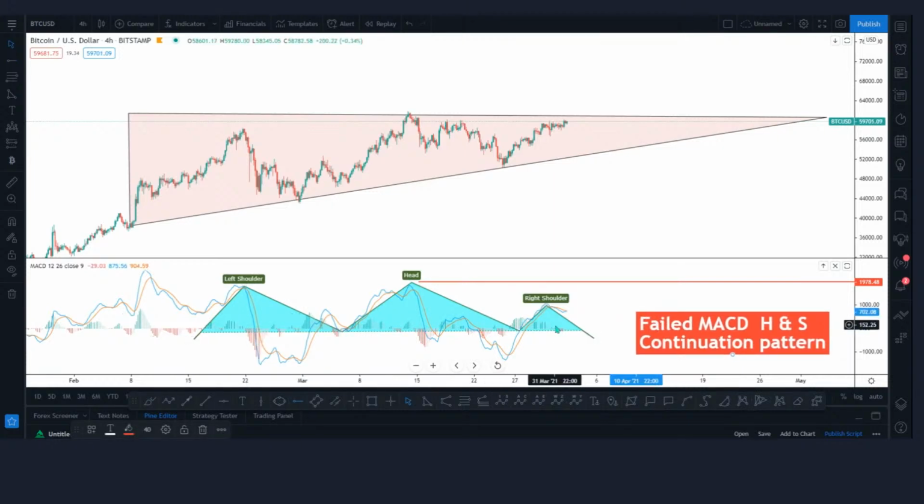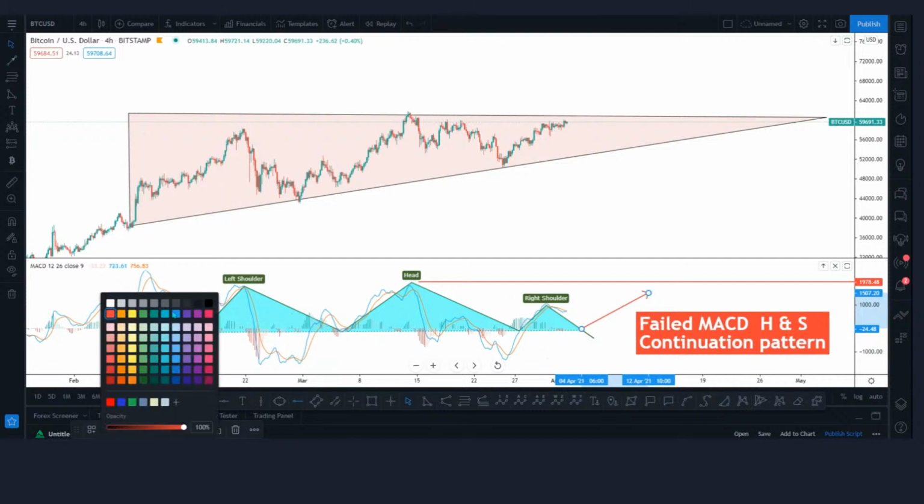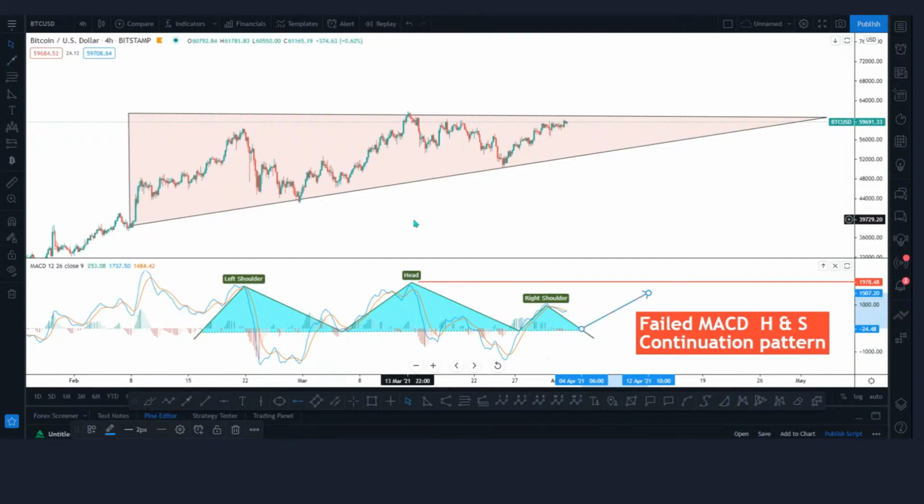Because when you have this, you get a dip down right here. But if this fails and the price continues going up, I'll make this blue. This will be a continuation pattern. It will not be a failed pattern. But this is not an area to trade.